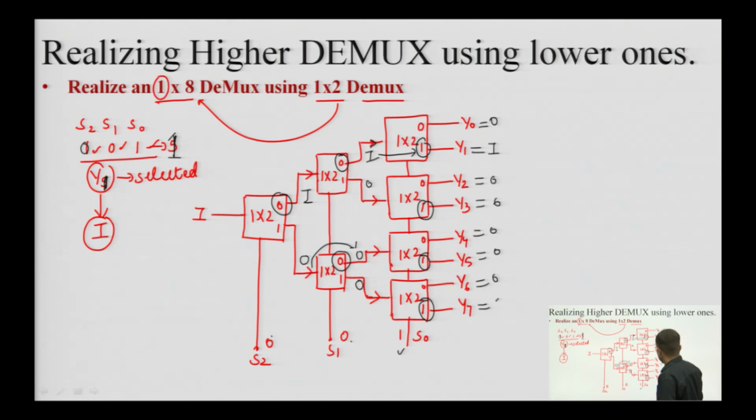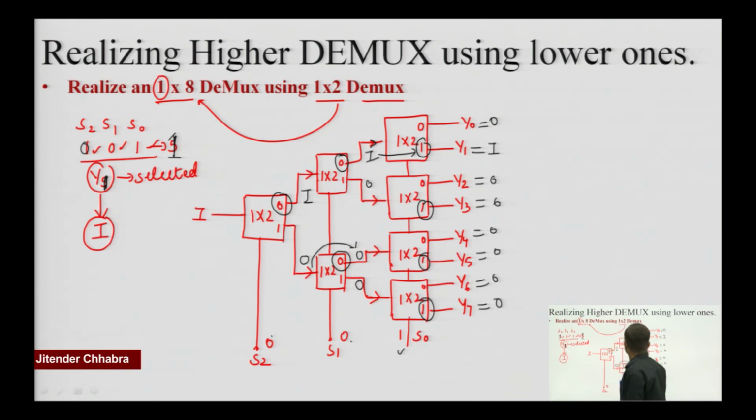So, this is how we can realize a 1 cross 8 demultiplexer using 7 1 cross 2 demultiplexers. Similarly, we can realize a 1 cross 16 demultiplexer using smaller size demultiplexers by appropriately first completing the number of outputs and then going backwards. So, with this we come to the end of this lecture. Thank you very much.